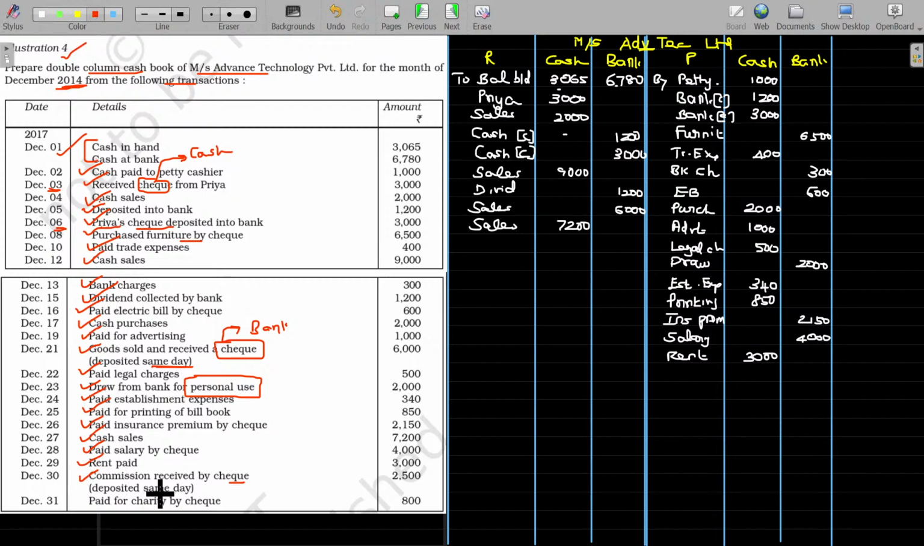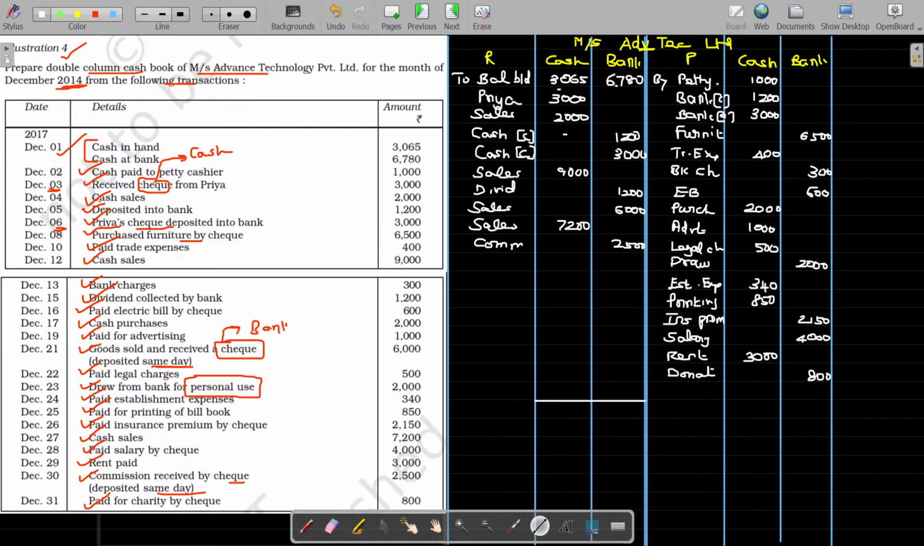Commission received by check and deposited on the same date. So, in the receipt side, commission. That too, the receipt in the form of check and deposited into the bank the same date. So, put the value in the receipt side. Paid for charity by check. Charity payment is nothing but a donation that is made by check. So, put the value in the bank column, 800 rupees.